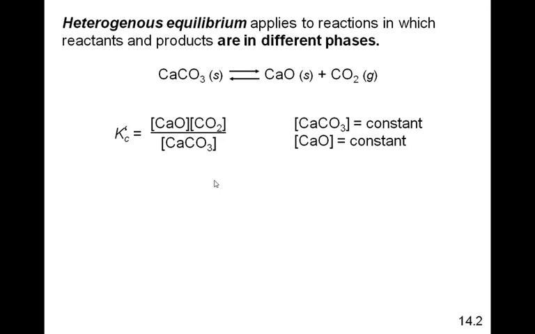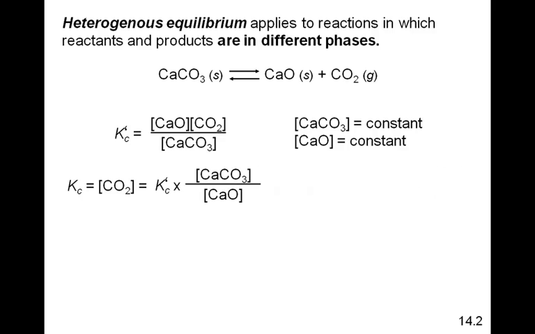But the concentrations of those two solids, like liquids, don't really change much. In fact, they basically don't change at all. And so we consider those to be constant. And of course, we don't worry about them when it comes to the Kc. The Kc just ends up being equal to the concentration of the CO2. So the Kc is only dependent upon gaseous species and aqueous species, as we have seen.